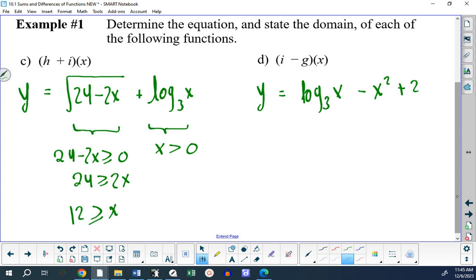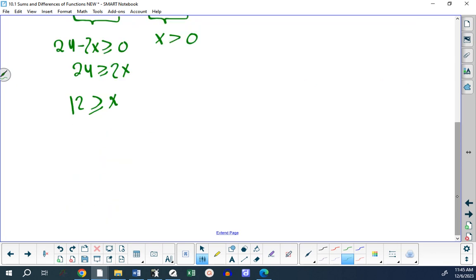Are you with me on that? That I solve it for x, but then I have to write it the other way. So what's the overlap? Think carefully about this. What's the overlap between me saying x must be greater than 0 and x must be less than 12?